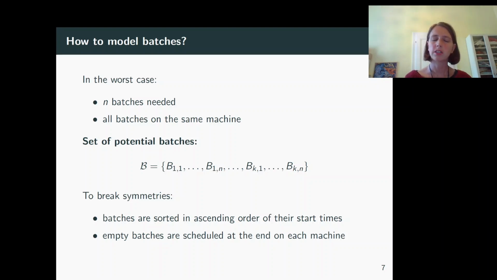And in order to break symmetries, we decided that the batches are sorted in ascending order of their start times. So B11 will be before B12, before B13, and so on. Also, there will be lots of empty batches. In total, we will at most need n batches, and all others will remain empty. And we will force empty batches to be scheduled at the end of every machine.